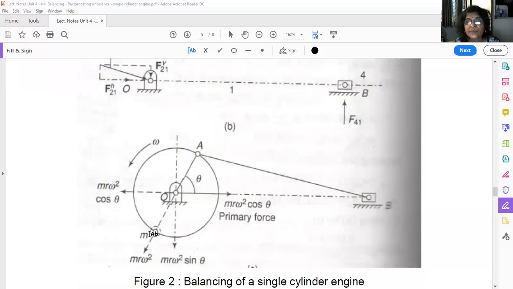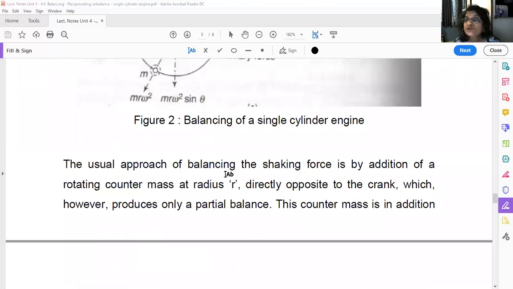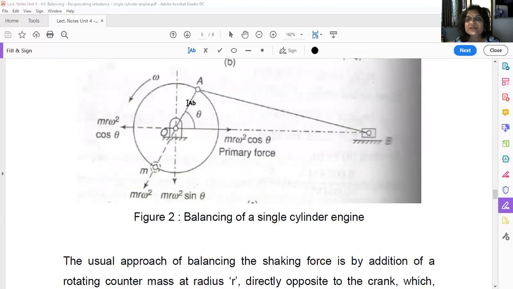Now see, the usual approach of balancing the shaking force is by addition of a rotating counter mass at radius r, directly opposite to the crank, which however produces a partial balance. That means what? See, this is your crank. Now how to balance this? How to balance this unbalanced force?